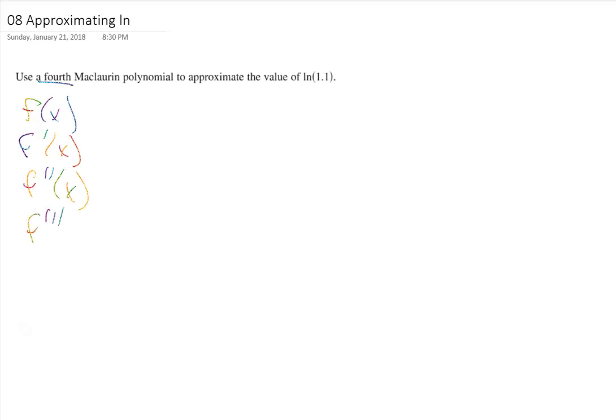And then after that, we're also going to need to know where we are centering this. We were not told where to center this. Well, we're asked something about 1.1. We need a value close to it and something that we know the value of. So if you think for a moment, that's centered at 1. Excuse me for my poor writing here. Centered at 1. That will work out for us. So that's what we'll do: a fourth Maclaurin polynomial to approximate ln of 1.1 centered at 1.